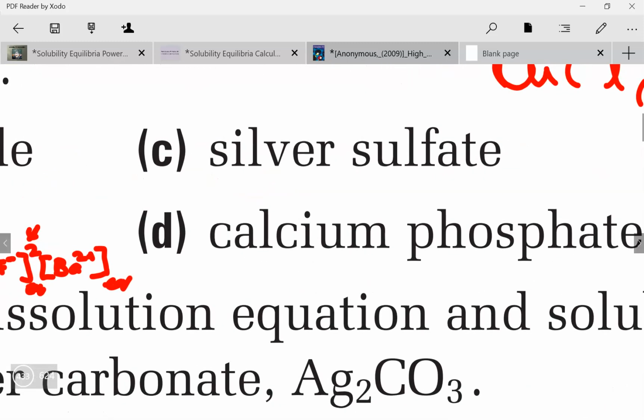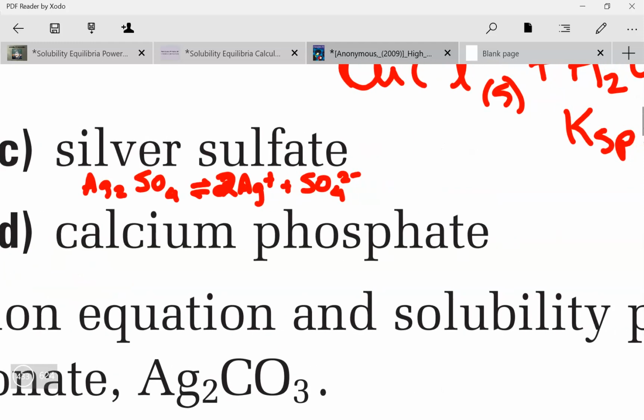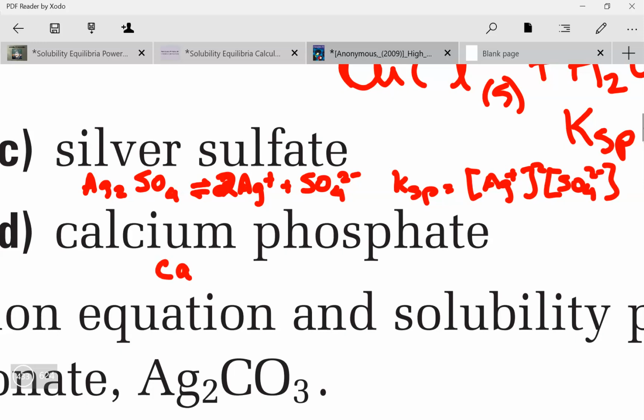Silver sulfate, Ag2SO4, gives 2Ag plus and SO4 2 minus. So my KSP is going to be equal to Ag plus squared times SO4 2 minus concentration. Similarly, calcium phosphate looks like this.